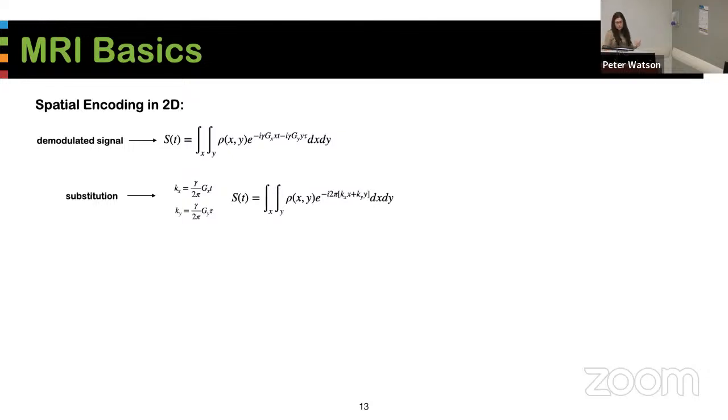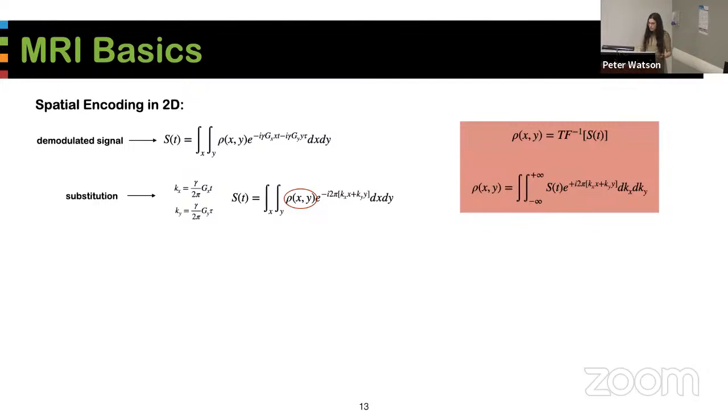What we are interested in from this equation is the density of protons. If we have a spatial density in terms of space, that's an image. So that's what we're interested in, and this is the signal that we measure. Looking at this equation, we see that it looks a lot like the Fourier transform. So if we want density, we take the inverse Fourier transform of our measured signal. That's how you generate an MRI image in 2 dimensions.